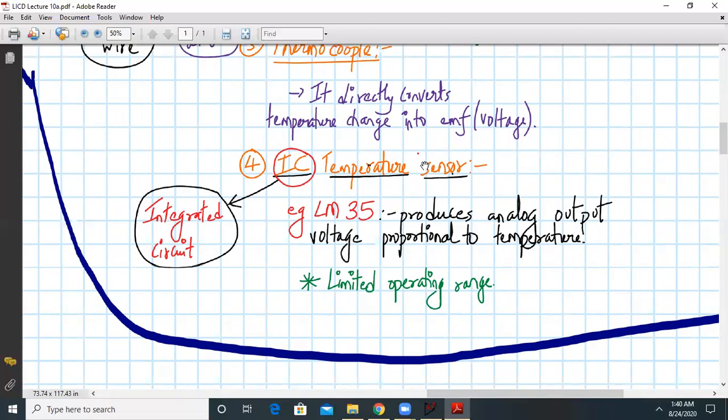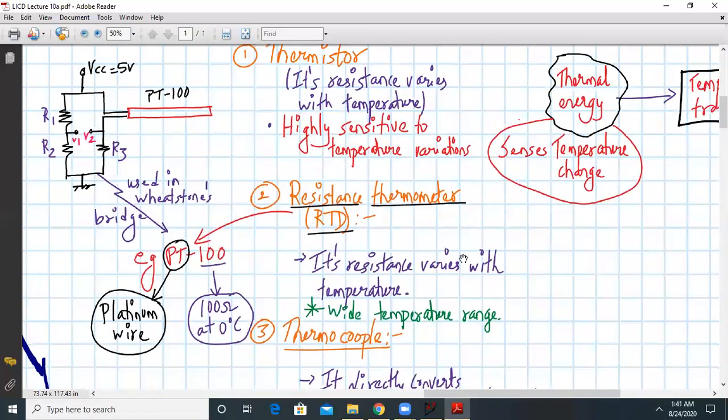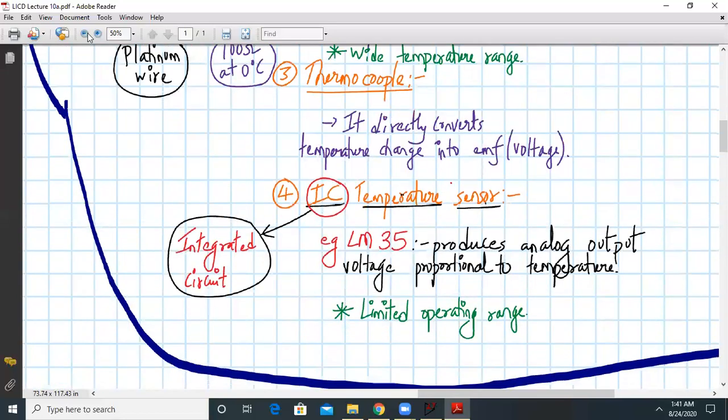But the only limitation is its limited operating range. It operates over a very limited range, for example, 0 to 75 degrees Celsius. Whereas all other thermocouple, RTD, and thermistors have a relatively wider range as compared to IC temperature sensor.